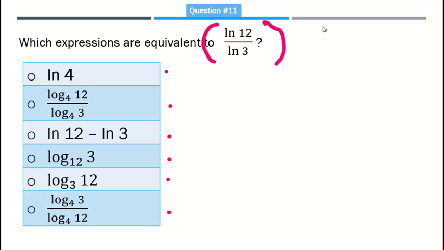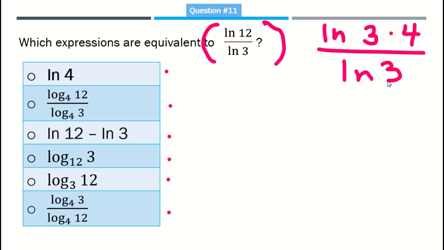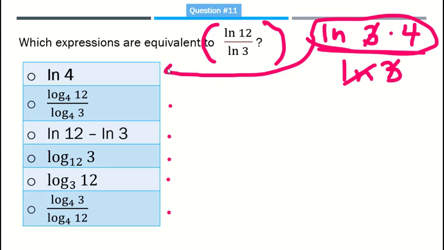Alright, so we have the natural log of 12, which we can express as the natural log of 3 times 4 over the natural log of 3. Okay. So if we take out this 3, then we're left with the natural log of 4. So right off the bat, we can evaluate that this is an equivalent expression.